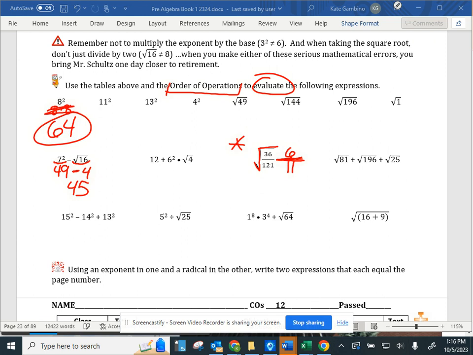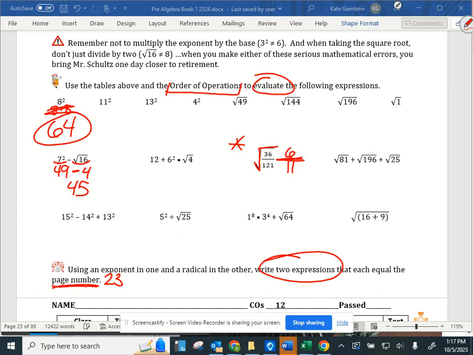Look at the bottom. Using an exponent in one and a radical in the other, write two expressions. One expression with an exponent, one expression with a radical that equal the page number. What is our page number? 23. So your answer has to equal 23.